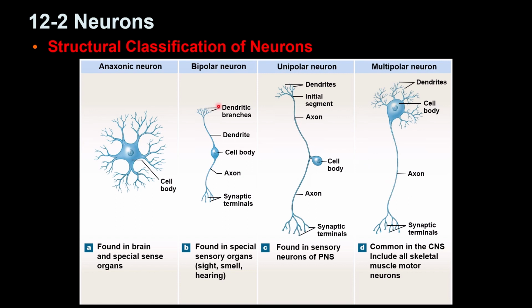There is a different classification of the neurons. One is called anaxonic, so it does not have an axon. You can see the dendrites and the cell body here, and that is found in the brain and special senses.